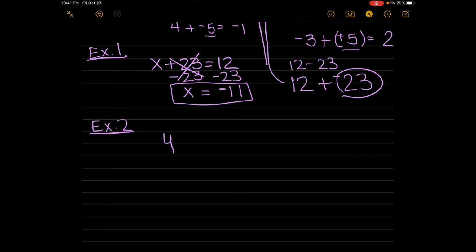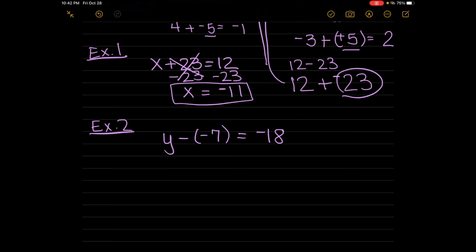y minus -7, and the book always puts the -7s in parentheses if they're right next to a minus sign so that it doesn't look like it says minus minus, equals -18. So don't be surprised by having that parentheses there.